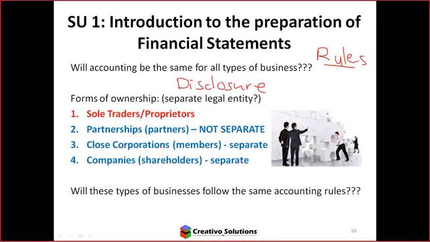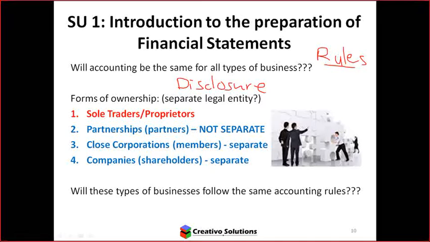So if we're looking at the rules, an asset is an asset. It doesn't matter who has the asset. A sole proprietor can have it, a partnership can have it, a CC can have it, a company can have it. It makes no difference. An asset will always be an asset. But the way we disclose the information could be quite different, because a sole proprietor would have different assets than a company, or a CC. A CC will have different assets. A partnership will have different assets. Okay, so that's the disclosure. So yes, the rules are the same, but the disclosure is slightly different.